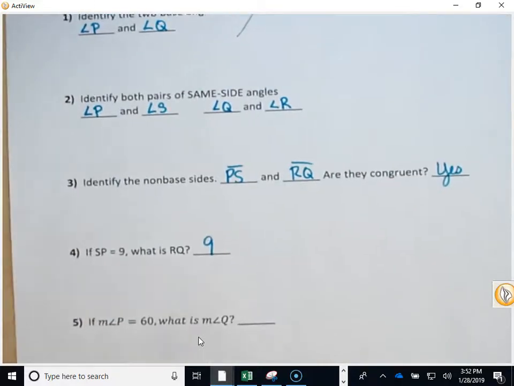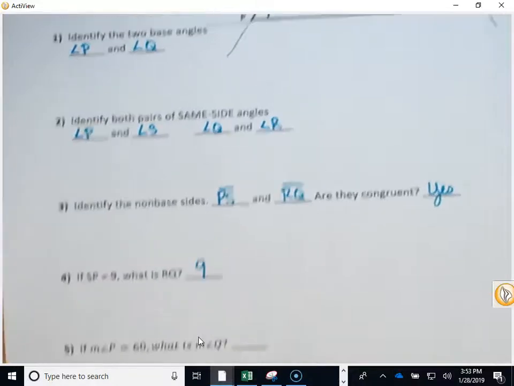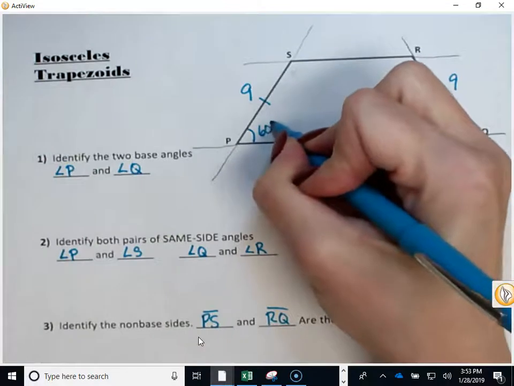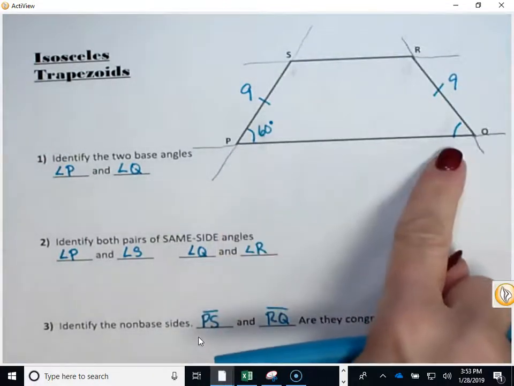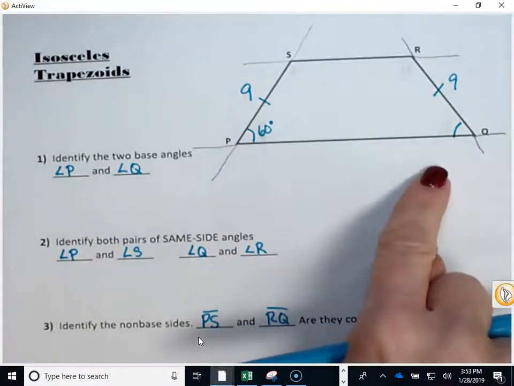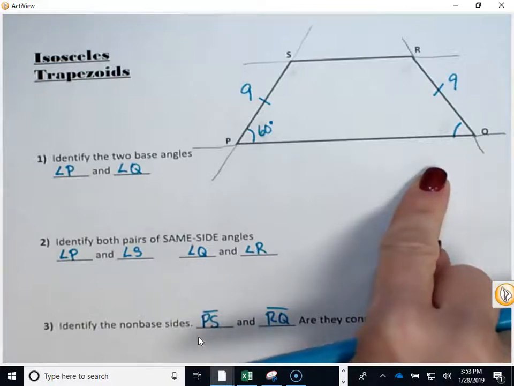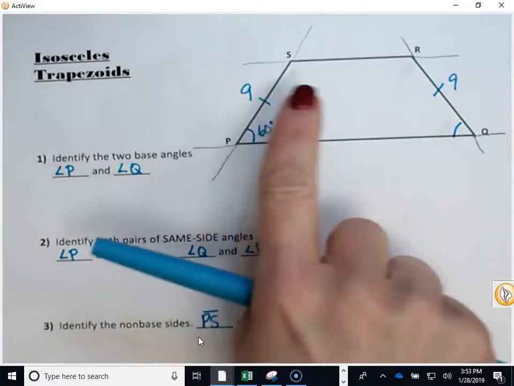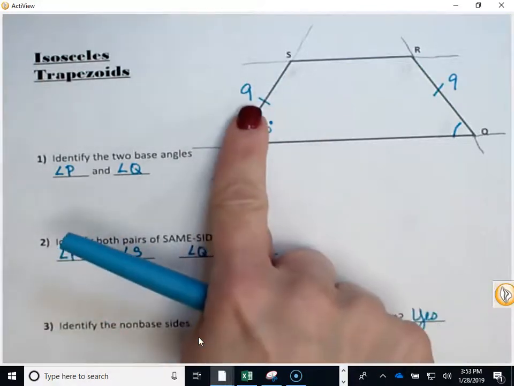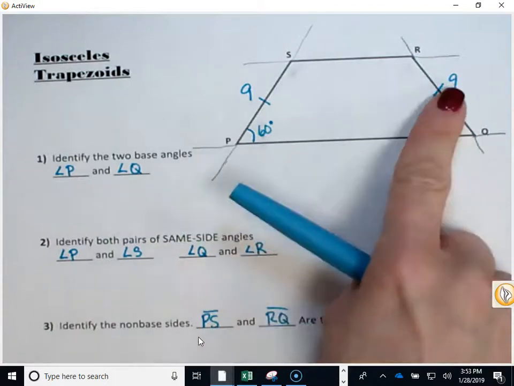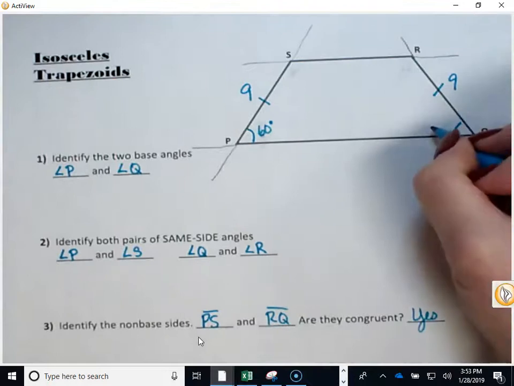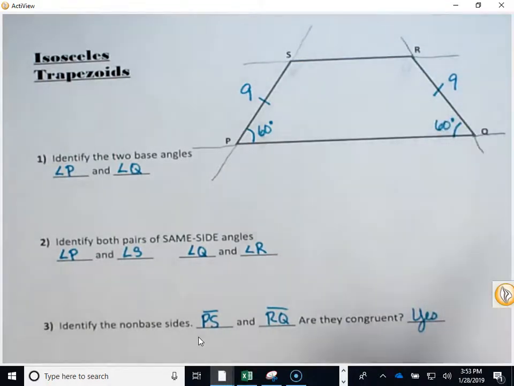Question number 5. If the measure of angle P is 60, what's the measure of angle Q? Angle P being 60, this is a base angle. That means this base angle is equal to it. Now that's only true of isosceles trapezoids, not of other types of trapezoids. It's the same concept as with an isosceles triangle. This side's congruent, points to this angle. This side's congruent, points to that angle. So that means these two angles are equal to each other. If angle P is 60, then angle Q is 60 as well.